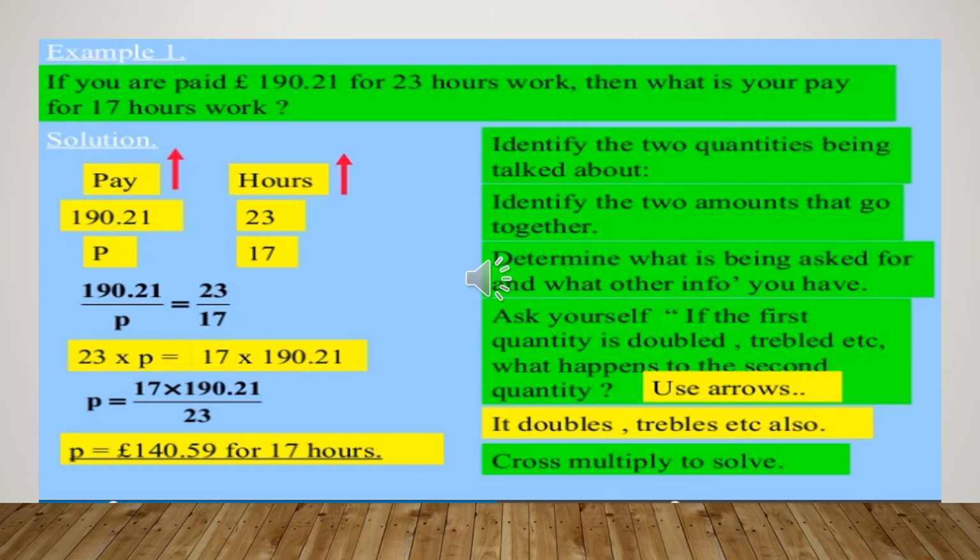So 23 is getting multiplied on the left hand side, so it will be shifted to the right hand side and will divide, meaning 17 multiplied by 190.21 divided by 23, so you will get £140.59 for 17 hours. It means that, as I told you earlier, for 23 hours a person was getting £190.21, and for 17 hours a person will get £140.59.